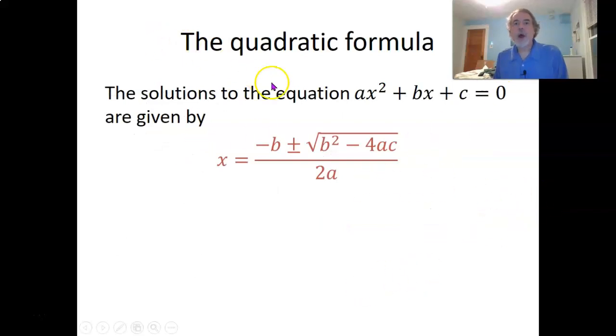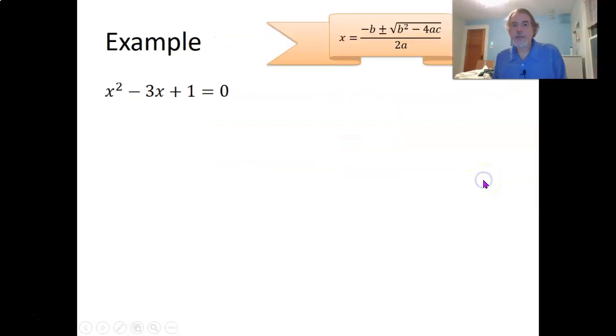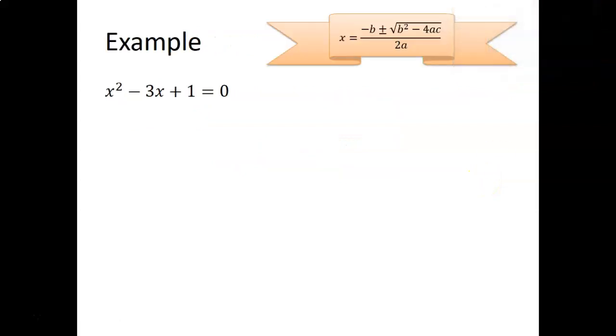So, the quadratic formula gives you solutions to any equation in the form ax squared plus bx plus c equals 0. You just look at what numbers are in the place of a, b, and c and put those numbers into this formula. The a's go here and here, the b's here and here, and the c here. So let's see how this works.